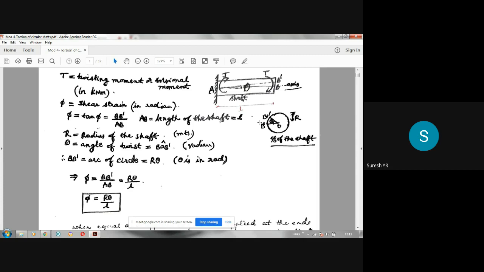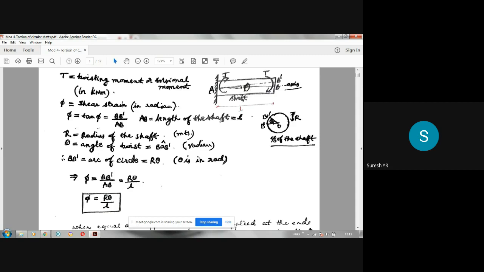Here, this is the cross section. If you cut this, you are going to get a circular cross section like this. O is the center of that circular cross section. R is the radius, capital R is the radius of that shaft. Then B and B dash look like this. And whatever angle is made by this arc, the BB dash arc, it is taken as theta. So please note that this angle is phi, and this angle is theta. In the cross section, the angle is theta. Along the length, it is phi.